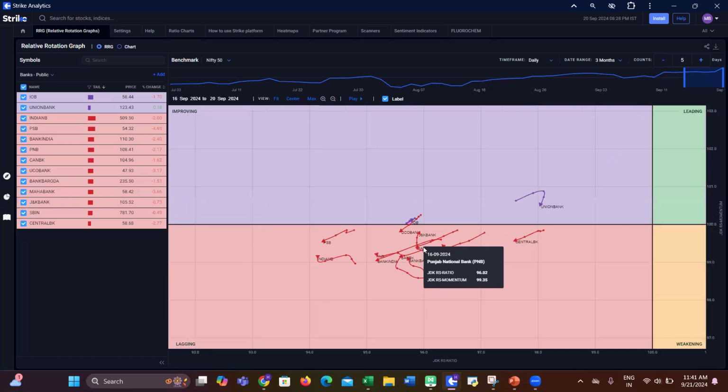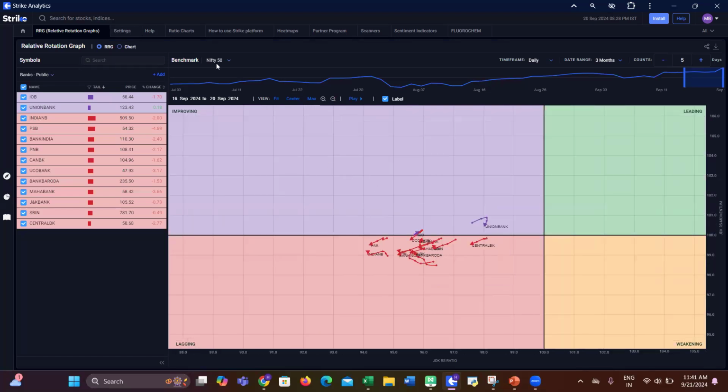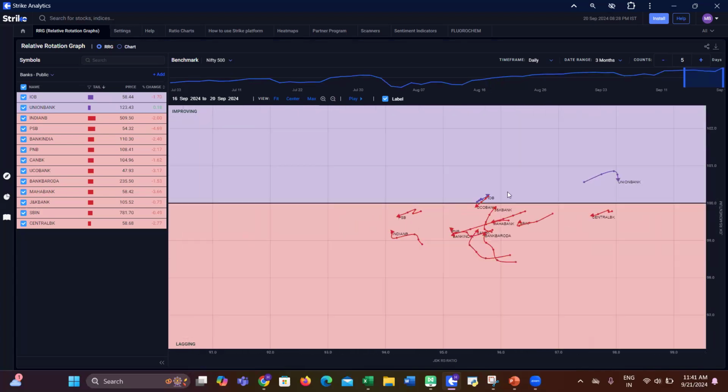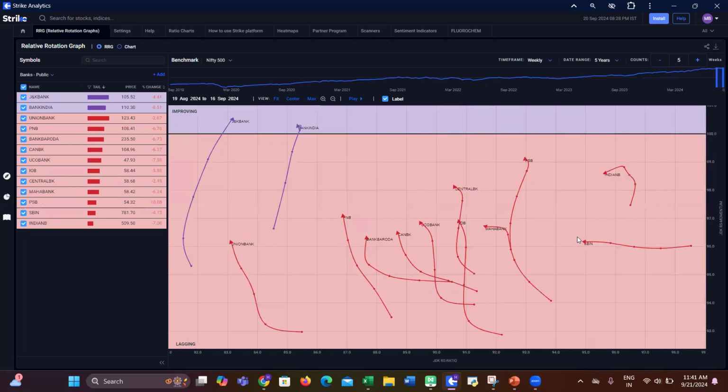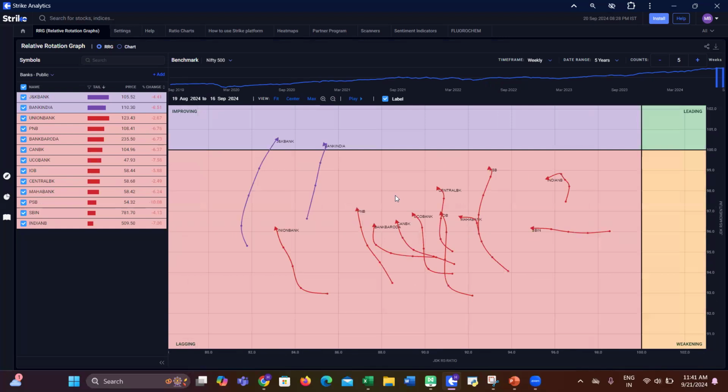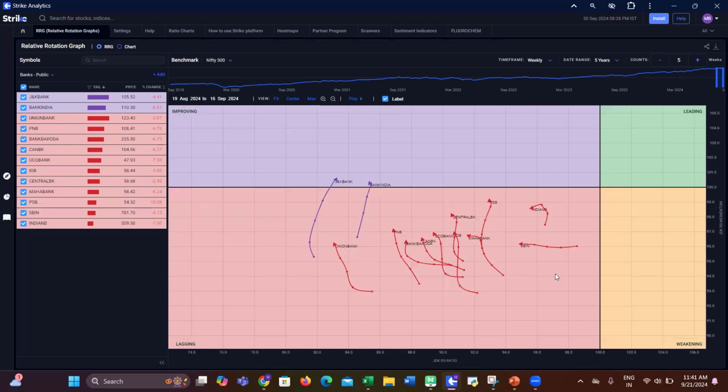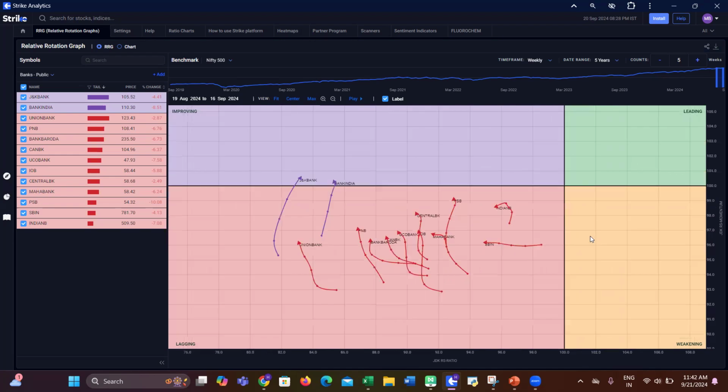This is the RRG chart based on Nifty 50. Now let's change the benchmark to Nifty 500 and change it to weekly. The weekly data takes some time to load on the RRG chart, but there is a tracking of daily data, so you can also change the time frame to just look at the last 5 days trend, starting from 16th until 20th. So you can do that as well. So this is the current status of PSU Bank.